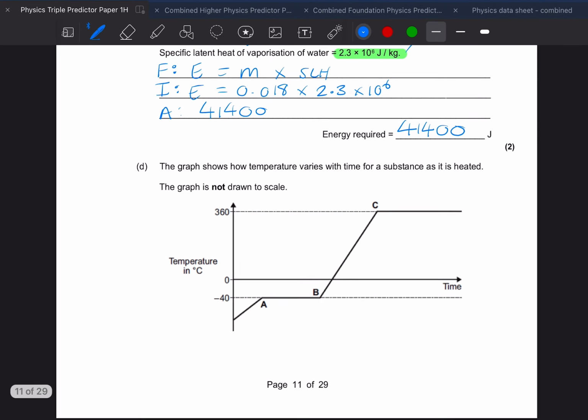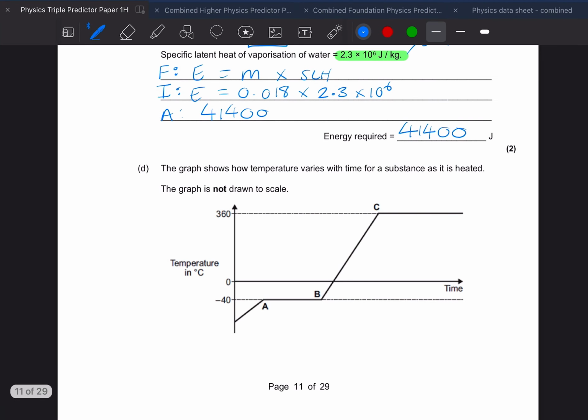so that's fine. Right, this graph shows how the temperature varies with time for a substance as it is heated. The graph is not drawn to scale. Right, it's a change of state graph. Always label them up. So that is a change of state, and as is that. That is a temperature increase, and as is that. We've got two changes of state.